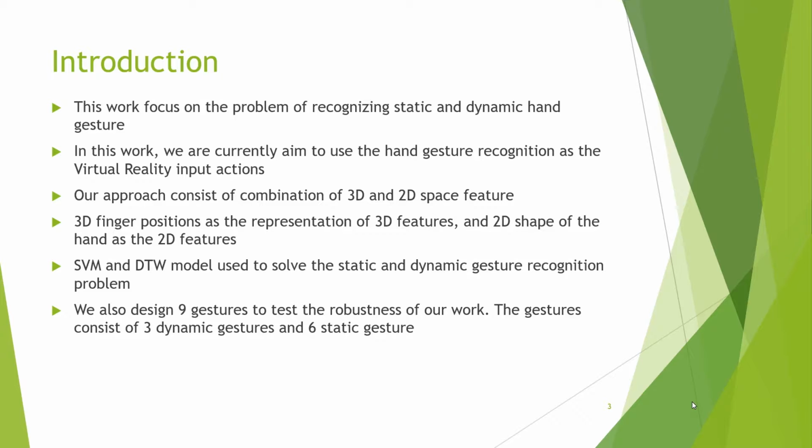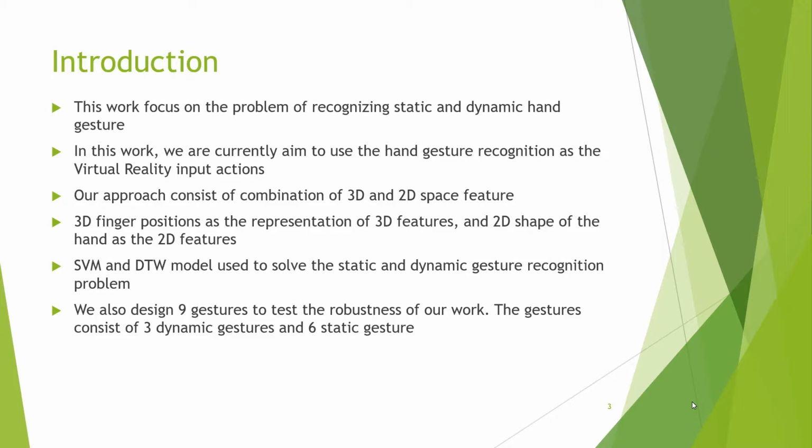By using that combination of 3D and 2D space features, we build the gesture recognition system. The 3D finger position is represented as the 3D features, and the 2D shape of the hand as the 2D features. We will use the SVM and DTW model to solve the hand gesture recognition problem in separate ways. We also designed 9 gestures to test the robustness of our work. The gestures consist of 3 dynamic gestures and 6 static gestures.